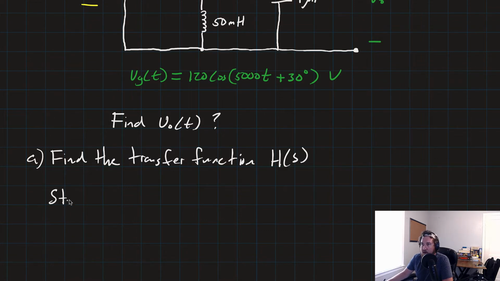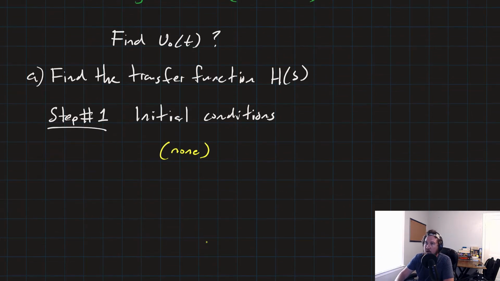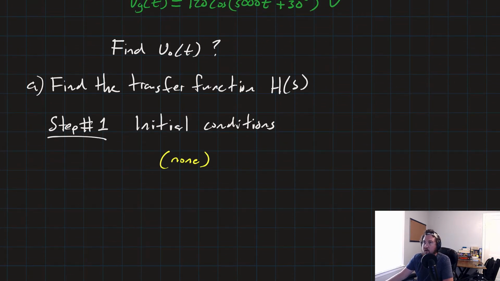Remember step 1. Hopefully you guys are bored of hearing all these steps now. But step 1 is the initial conditions. In this case, there are none, so we don't need to worry about it. Step 2 is the sources.